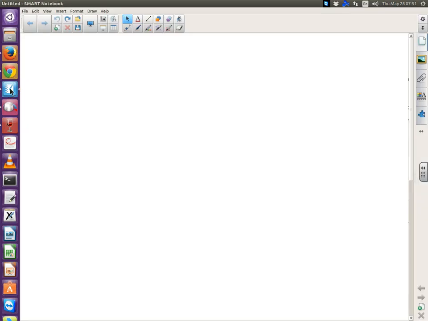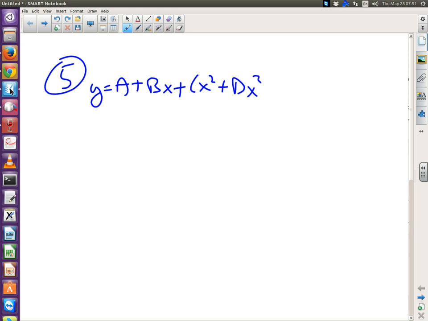So this is number 6. Sorry, number 5. 6 is homework. So y is a plus bx plus cx squared plus dx cubed. We do a whole bunch of terms here in case we need to get some kind of a pattern, like for a general term or something.